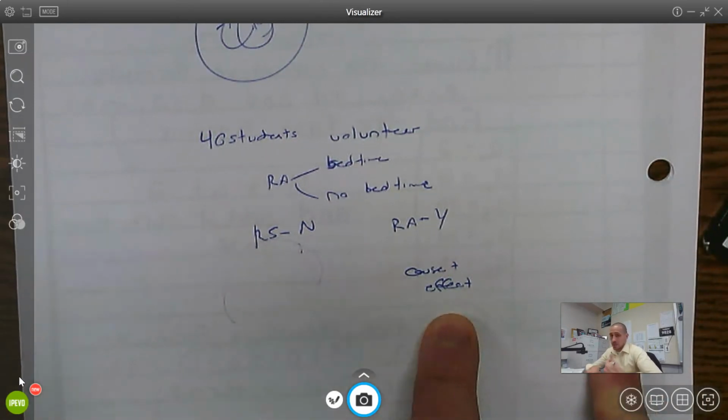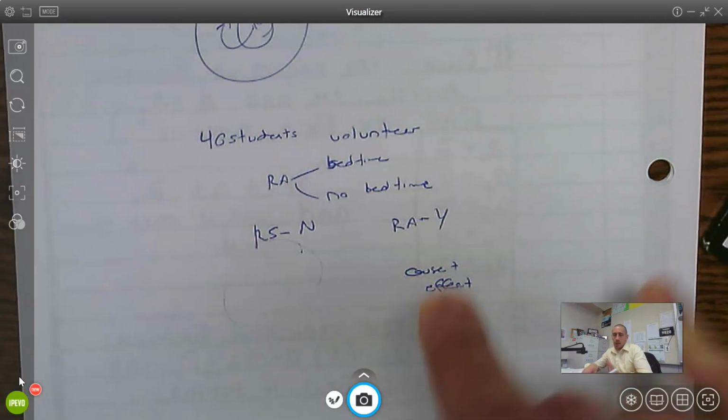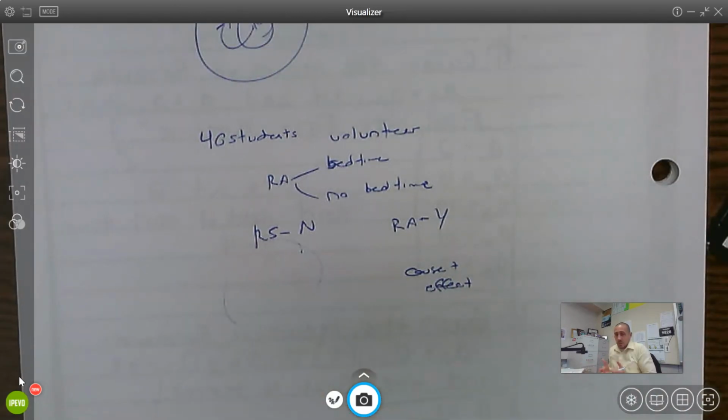So basically I'd be able to say what happened to these 40 students, like having a bedtime caused them to have a higher happiness rating. But just for these 40 students, I can't generalize it to a larger group. So that's essentially what this is saying.